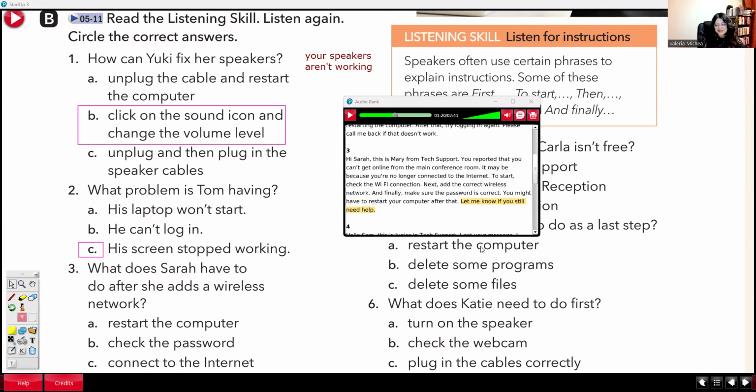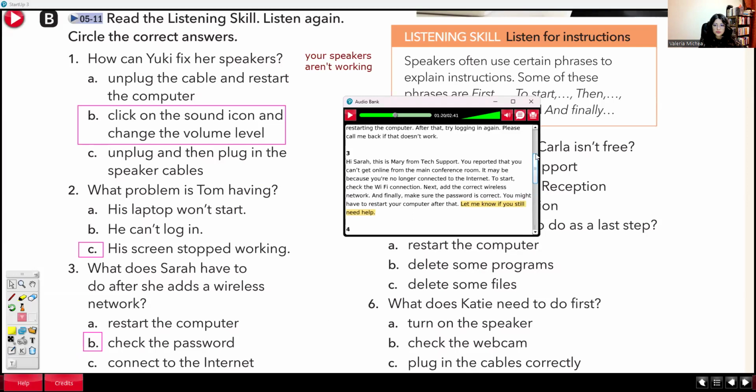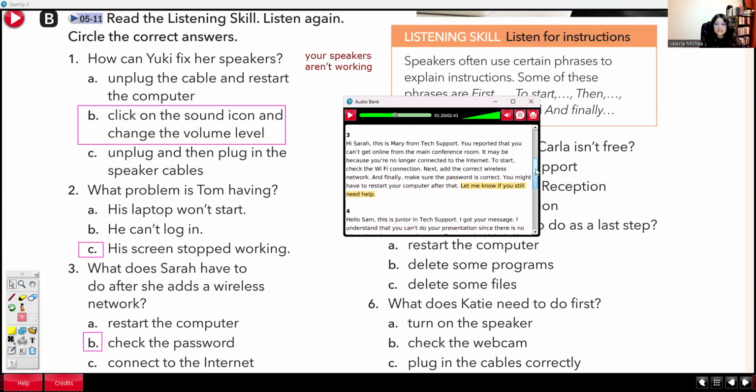Let me share. We have some A's, some B's, and some C's. I think she needs to check her password. I think this is the one that's correct. So what do we have? Let's see. Where does it say this? Make sure the password is correct. You might have to restart your computer after that.